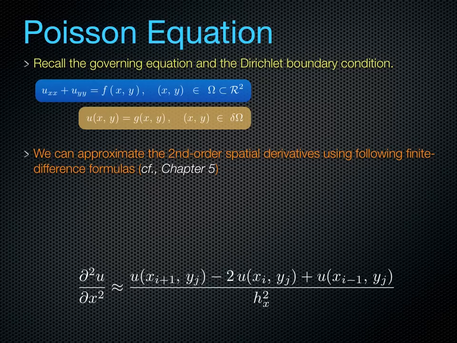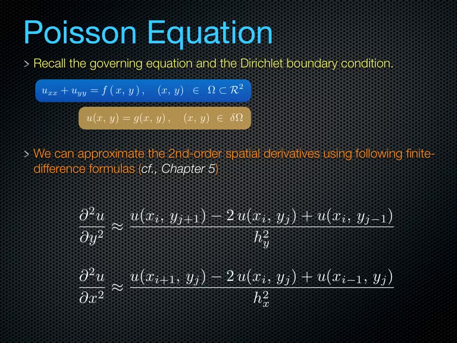So I sample my field variable to the right of the blue point, meaning u at x sub i plus 1 comma y sub j, and to the left of the blue point, meaning u at x sub i minus 1 comma y sub j, and then add them up and subtract from them 2 times u at the center point, divide the result by the square of the spacing. That's a second order central difference approximation to the second derivative.